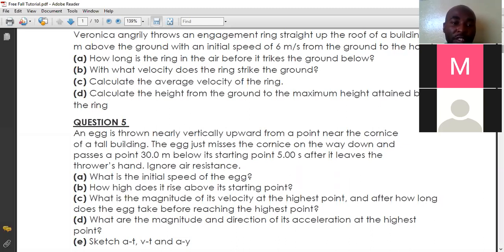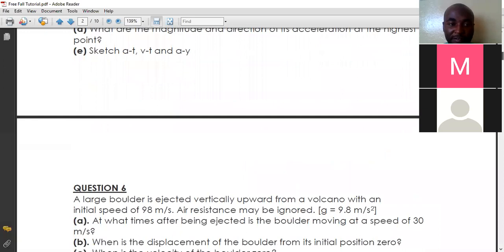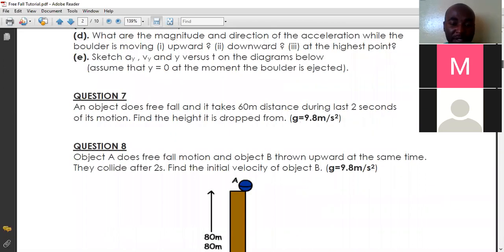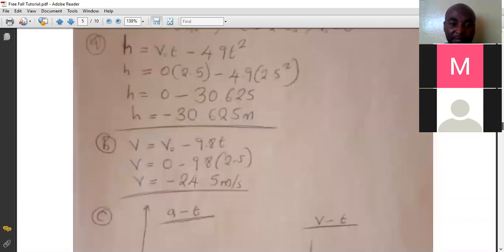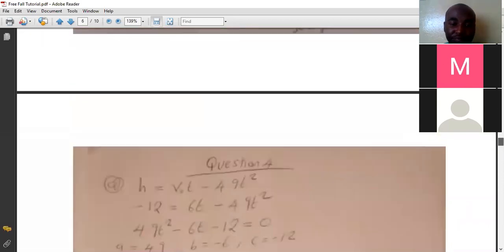B, with what velocity does the ring strike the ground below? C, calculate the average velocity of the ring. D, calculate the height from the ground to the maximum height attained. So that's the reason in there, the velocity of it being given as 6. So we come to number 4.